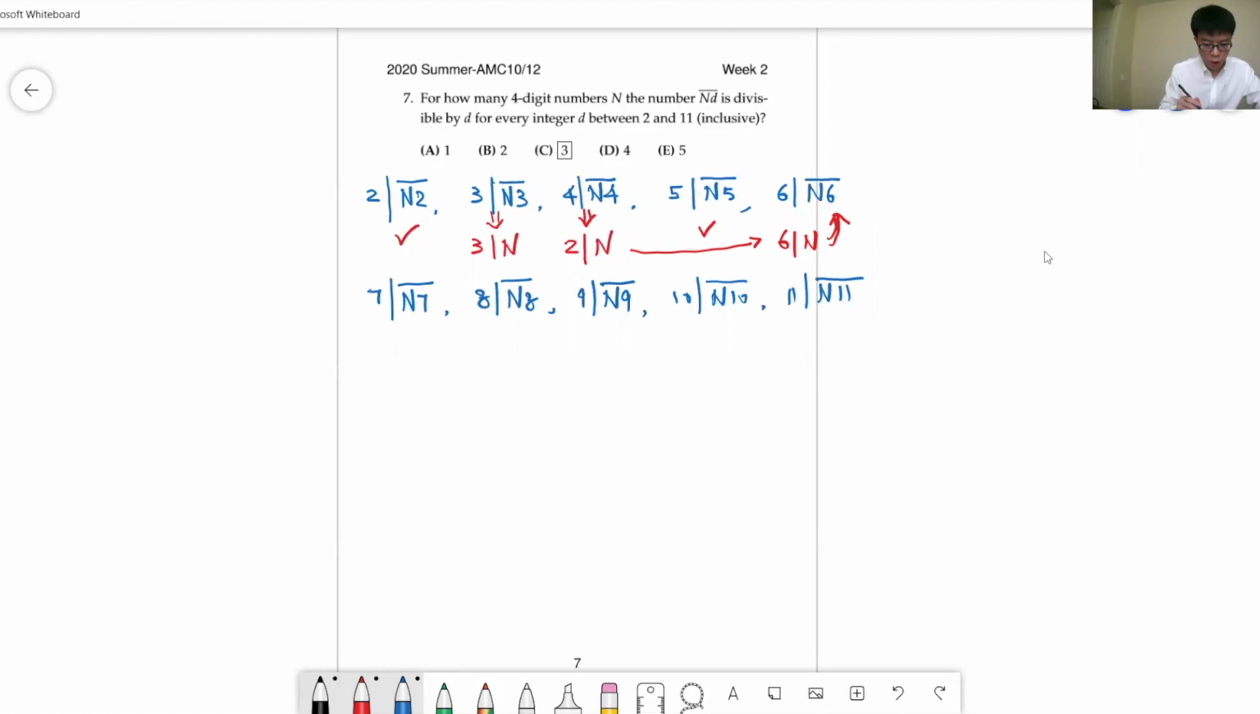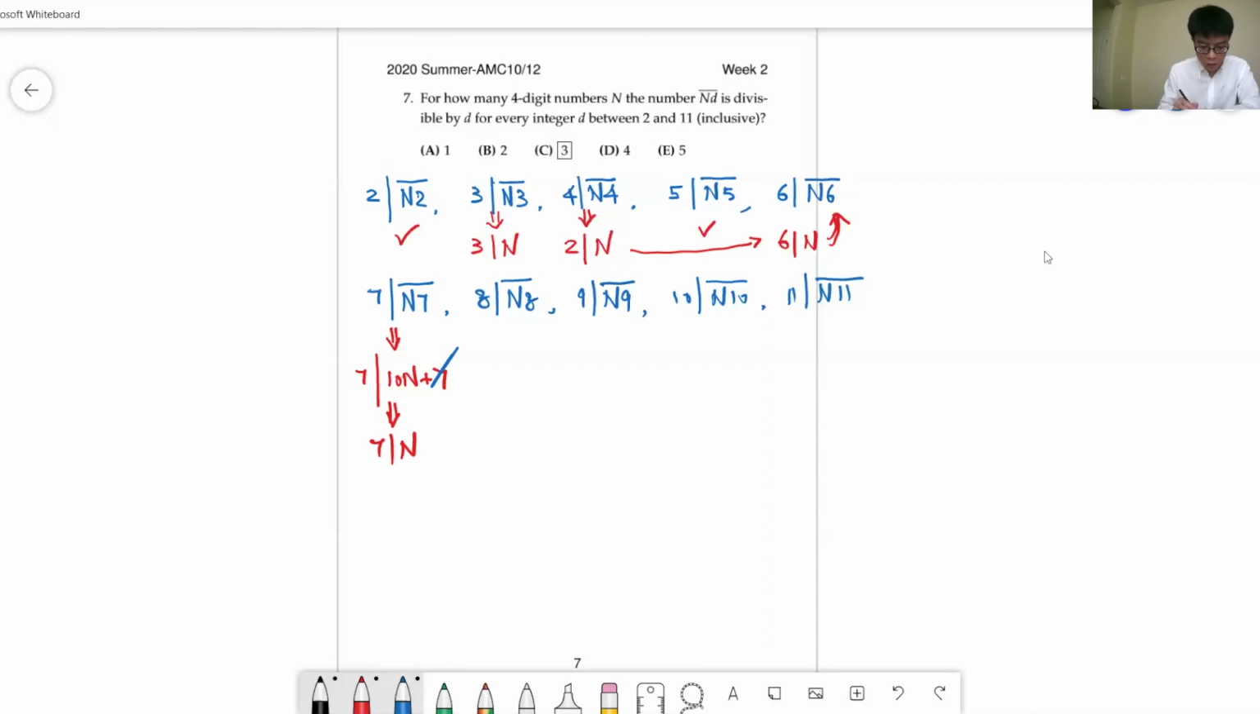Now let's come to 7. For 7, this is equivalent to 7 being a divisor of 10n plus 7. Basically we can remove this 7, which doesn't change anything because 7 and 10 are relatively prime. This is equivalent to n is divisible by 7. That's the requirement.